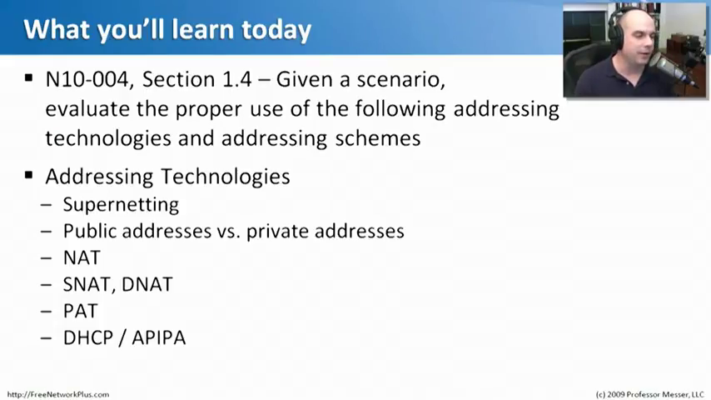This comes from our Network Plus exam N10-004, section 1.4, where we need to know these types of technologies. We need to know more about supernetting. We need to know what the difference is between a public IP address and a private IP address. And then we're going to talk about NATting, SNATting, DNATting, PATting. There's a lot of addings in there. We're going to talk all about those. And then we'll finally talk about DHCP and some automatic addressing technologies that you need to know about.